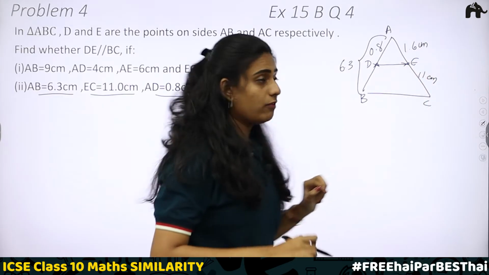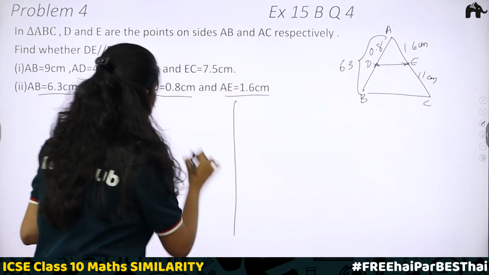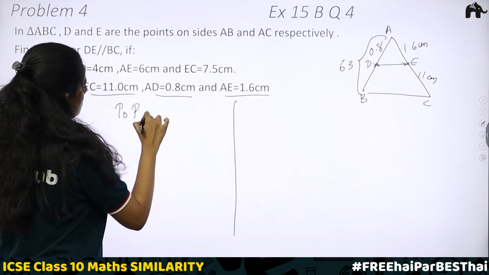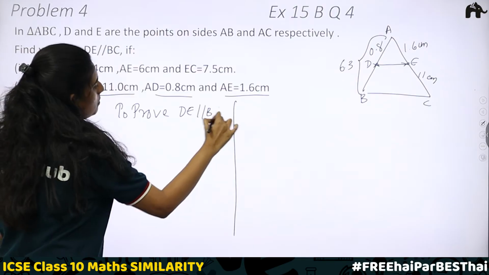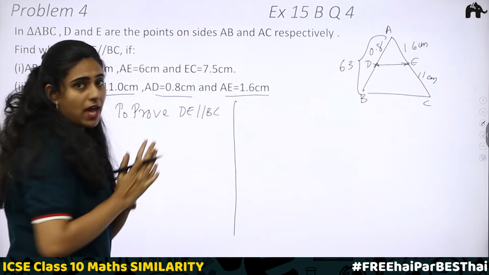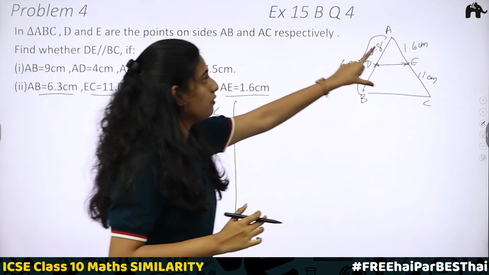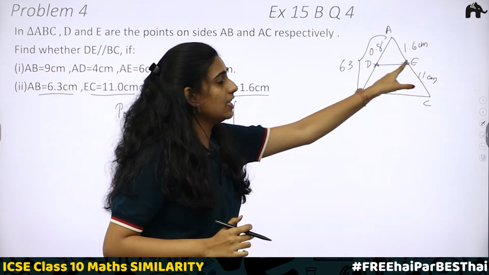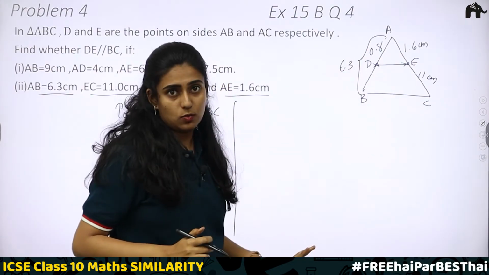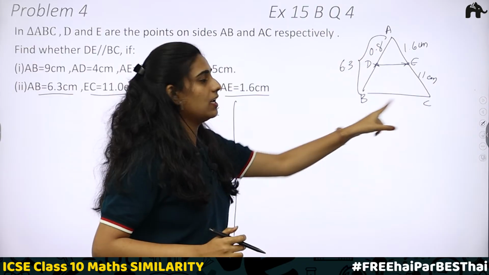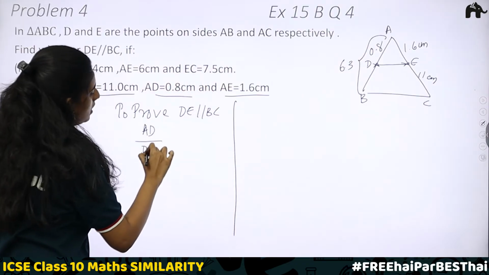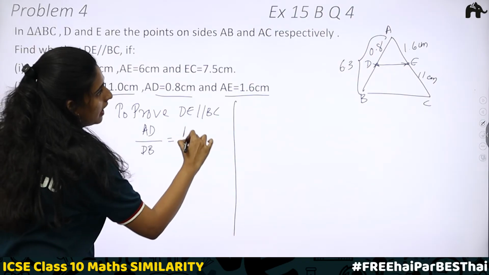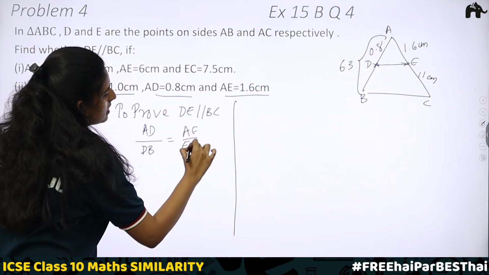Same thing we have to prove, DE parallel to BC. To prove DE parallel to BC, the ratio of the sides which the line DE divides should be equal. Only then DE will be parallel to BC. That is AD divided by DB should be equal to AE by EC.